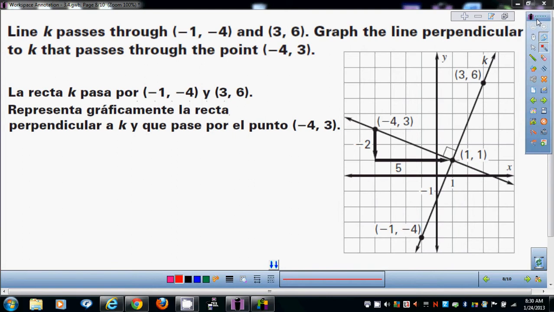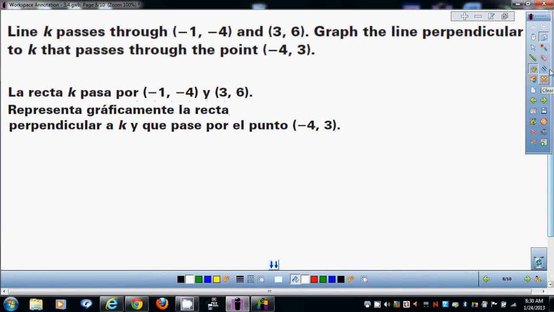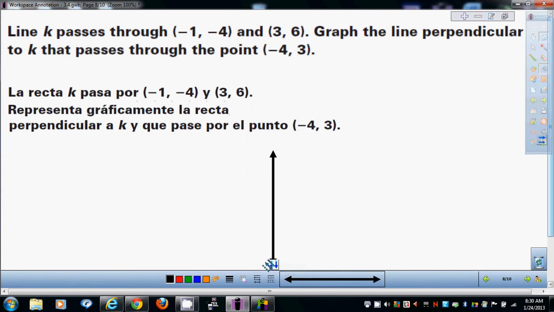Okay. Well, here's how you're going to do this. When you graph it yourself, make your little coordinate plane. Actually, let's do it like this. Okay. Let's plot those points. For K, (-1, -4).